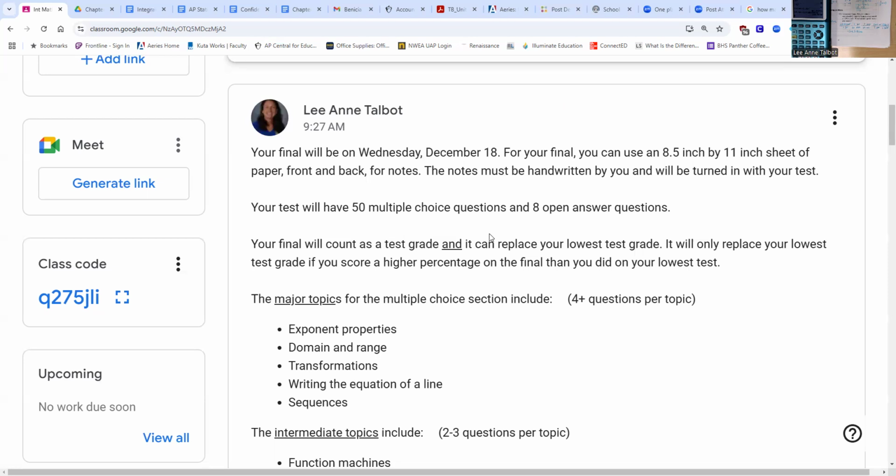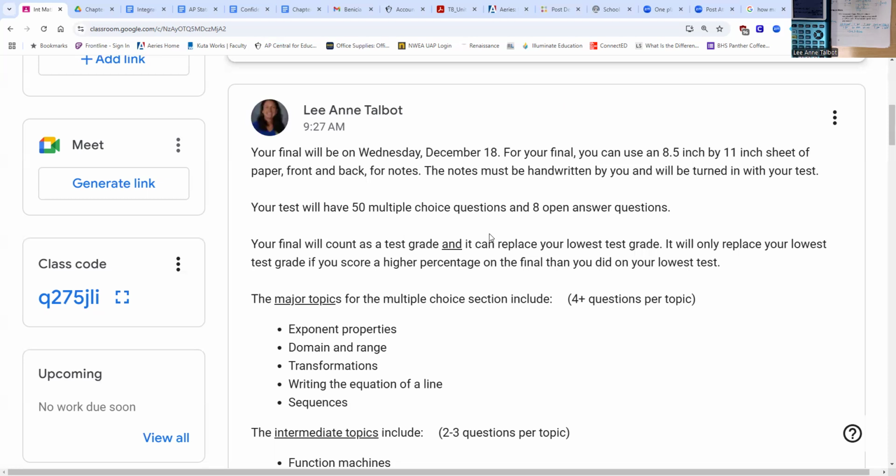You get a full sheet of paper, front and back, for notes. I'm going to give you a piece of computer paper. You can use graph paper or line paper, whatever you want. You can use a whole sheet, front and back. Okay. They have to be handwritten and they'll be stapled to your test.